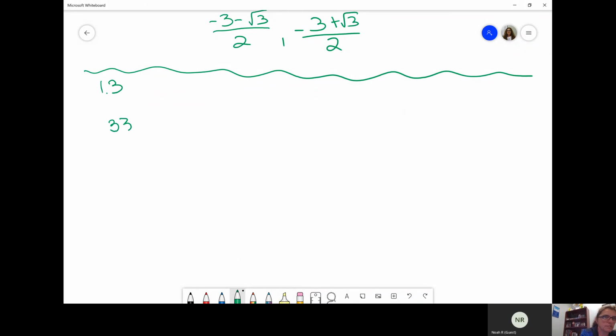Number 33 is x squared plus 6x. Now what you have to do is make this a perfect square trinomial. There needs to be some constant term added here to make it a perfect square trinomial.